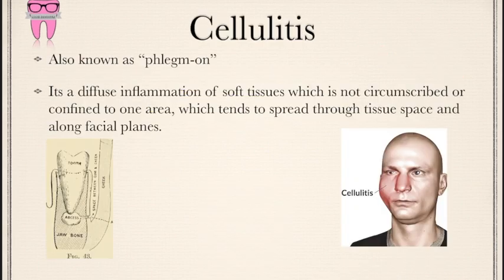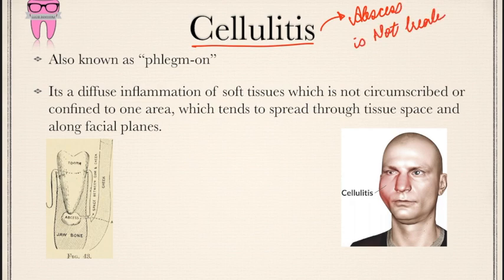Now coming to the next lesion which is present below the level of the mucosa is cellulitis. Cellulitis occurs if abscess is not treated. Long-standing abscesses can lead to cellulitis. Now what is cellulitis? It's also known as phlegmon. It's a diffuse inflammation. If you remember, abscess was localized, whereas cellulitis is diffuse.